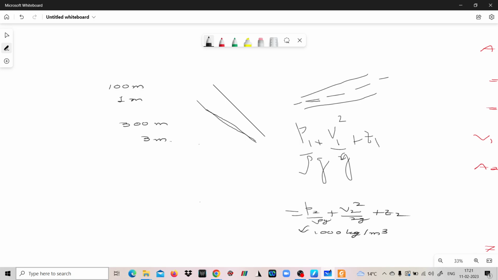So it means that the difference between Z1 and Z2, that is delta Z, is having a magnitude of 3 meter. Okay, so this is the modulus sign. It is not 131, it is a modulus sign, so it is a magnitude of 3 meter.